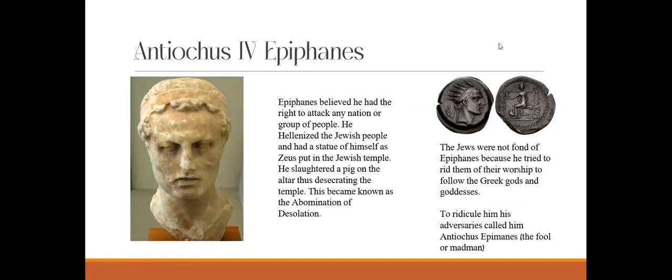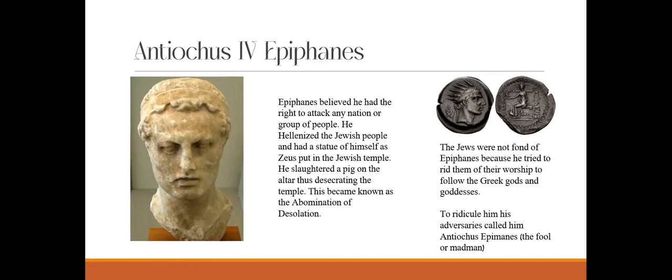This is a bust of Antiochus Epiphanes, and he believed he had the right to attack any nation or group of people that needed to be Hellenized, and the Jews fell under that description. One of the things that Antiochus Epiphanes did was he set himself up as God and put a statue of himself as Zeus, one of the Greek gods, in the Jewish temple. So that's a desecration of the temple.